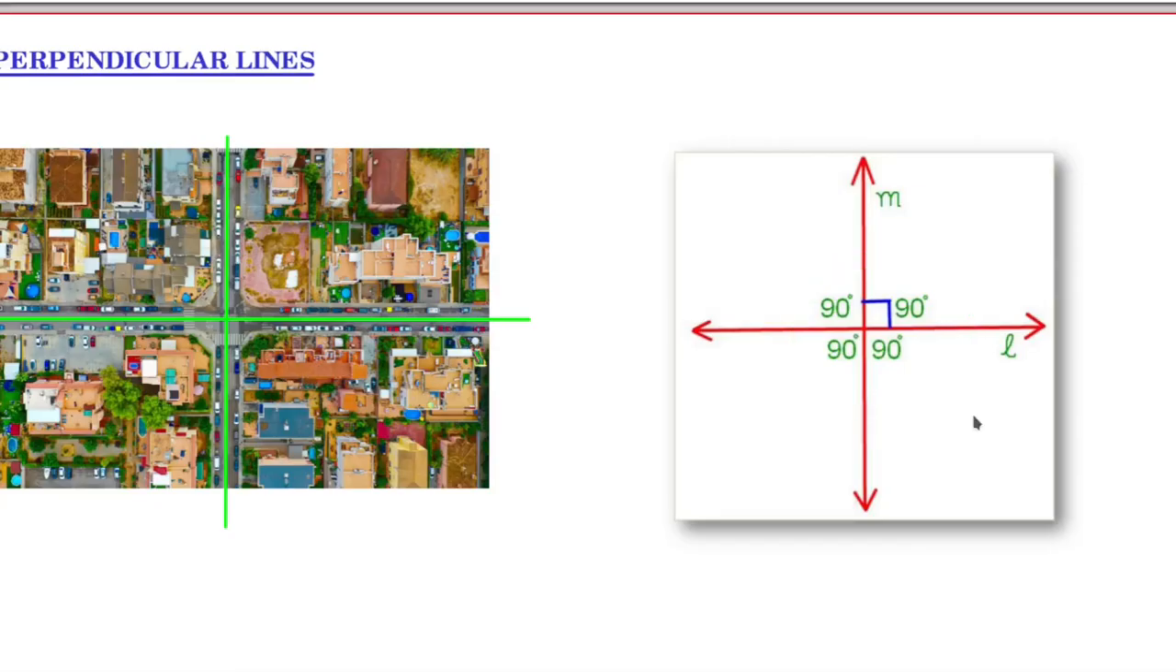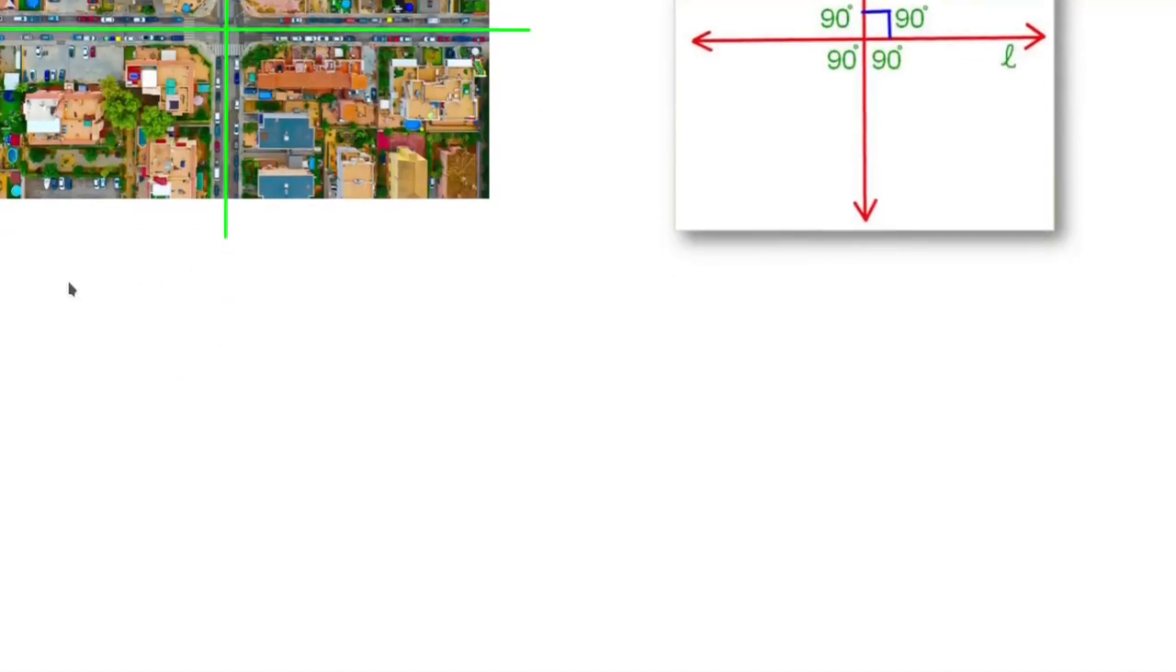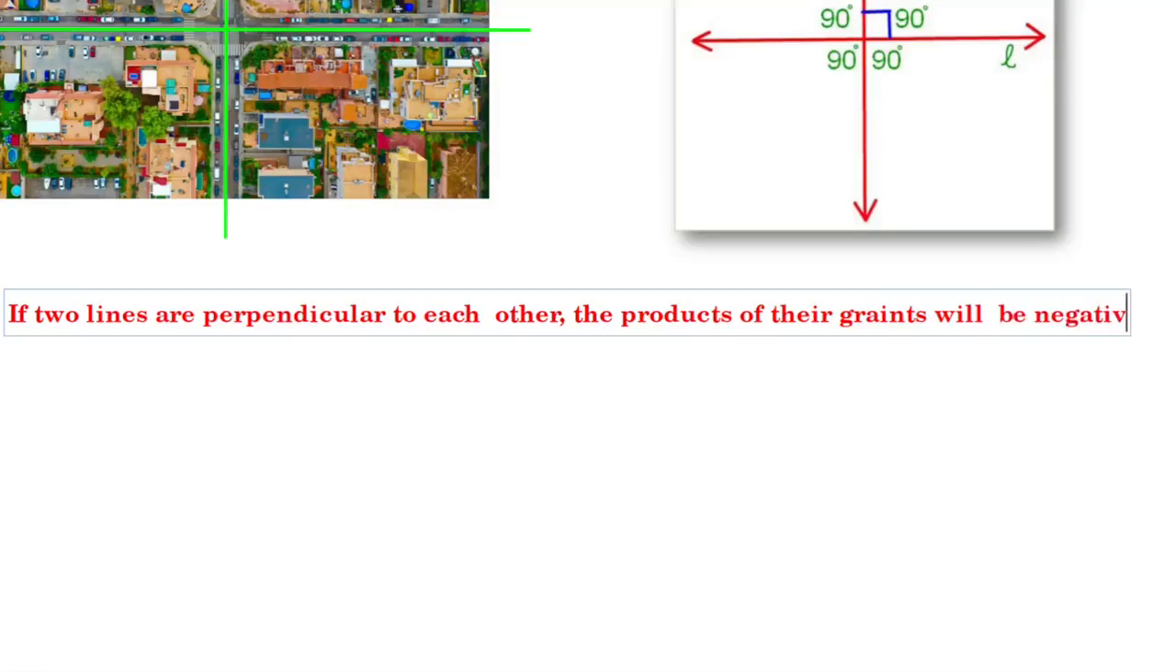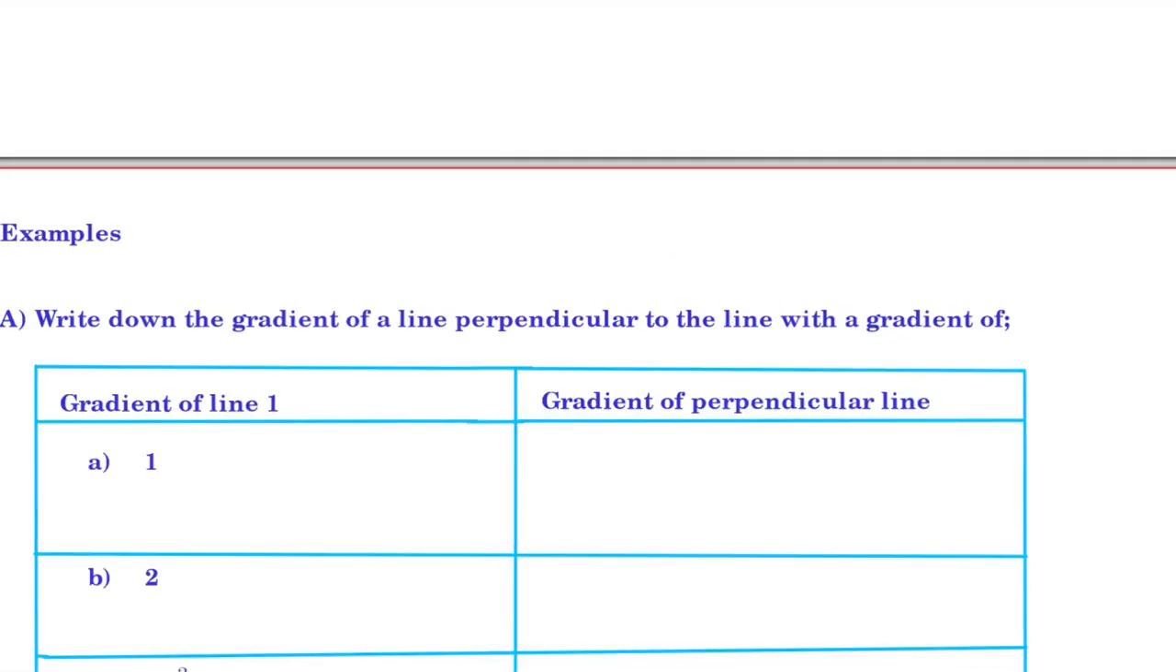Now, here is an important fact about two perpendicular lines. If two lines are perpendicular to each other, the product of their gradients will be negative 1. If two lines are perpendicular to each other, the product of their gradients is negative 1. So let's move on to examples on this concept.